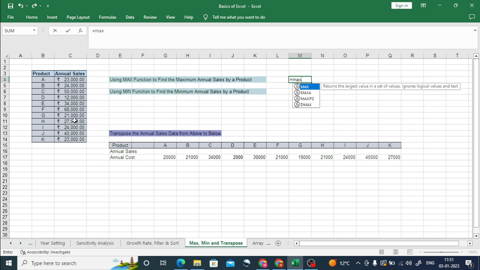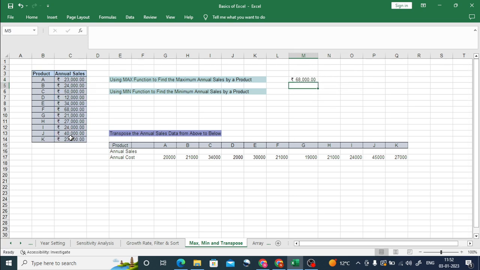Type max. Over here there is a brief description of the max function. Returns the largest value in a set of values. Ignore logical values and text. So it will only take the numbers. It will ignore all the logical values and all the alphabets like the text, right? So we simply put a bracket and then we select all the annual sales, close the bracket, hit enter. So it has returned the maximum amount of sales, which is 68,000.